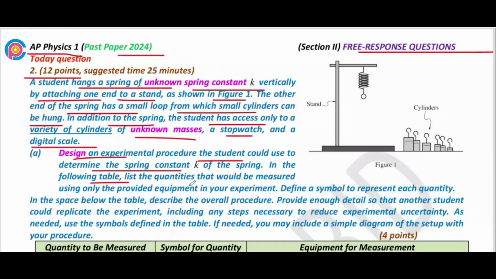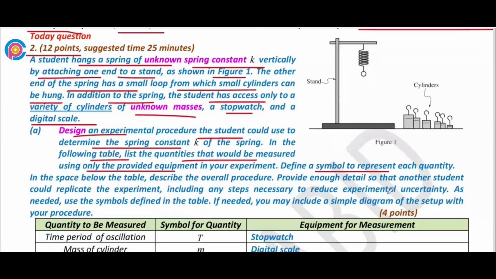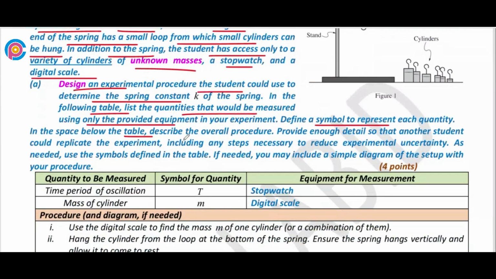In the following table, list the quantities that would be measured using only the provided equipment in your experiment. Define a symbol to represent each quantity. In the space below the table, describe the overall procedure, providing enough detail so that another student could replicate the experiment, indicating any steps necessary to reduce experimental uncertainty. As needed, use the symbols defined in the table. If needed, you may include a simple diagram of the setup with your procedure.